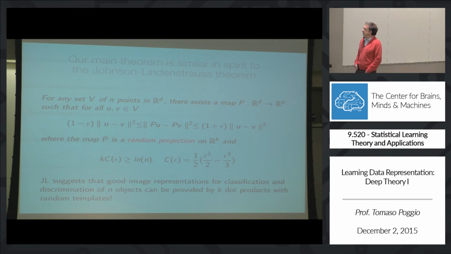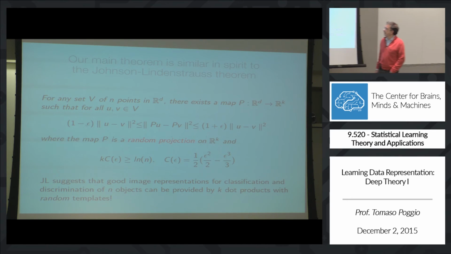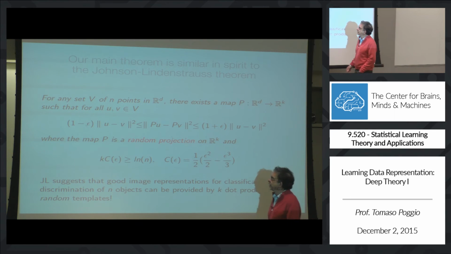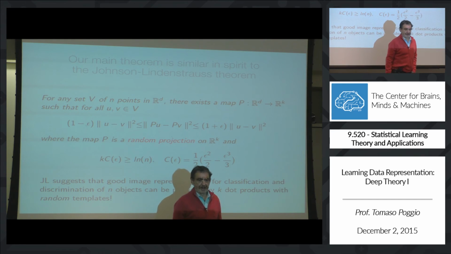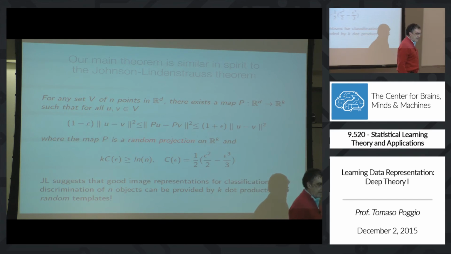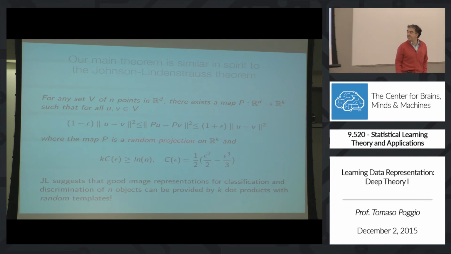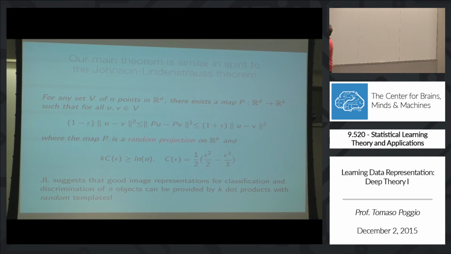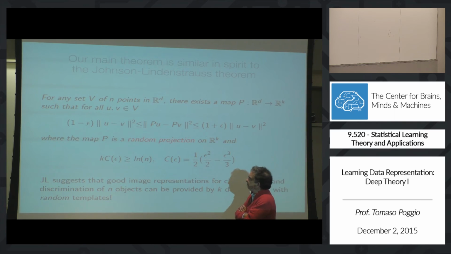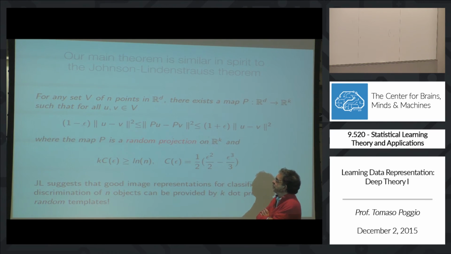So this says the following. Suppose you have images, high-dimensional vectors, like vectors with 1 million components. So R^d is a big space. You have n images there, small n. Two of them are u and v. And you can prove the following.